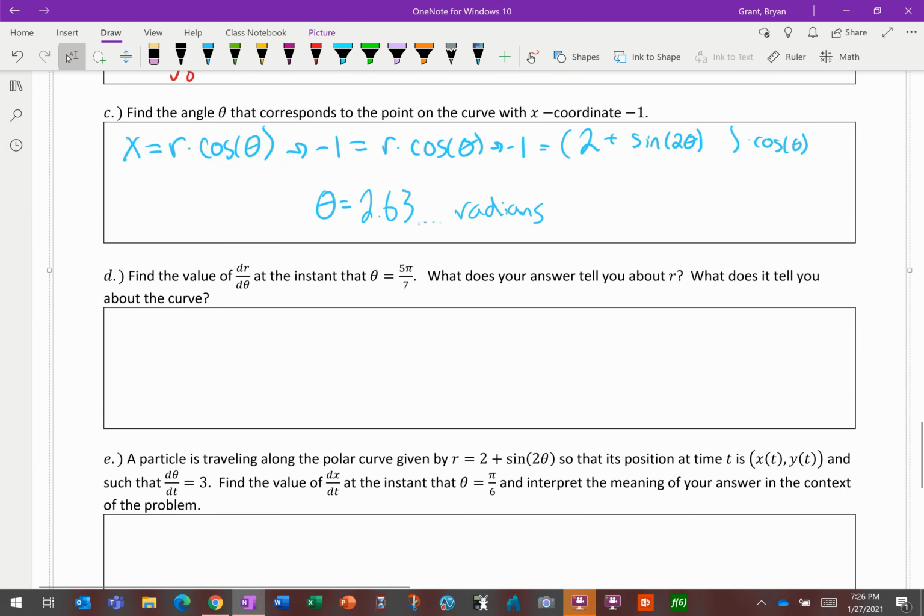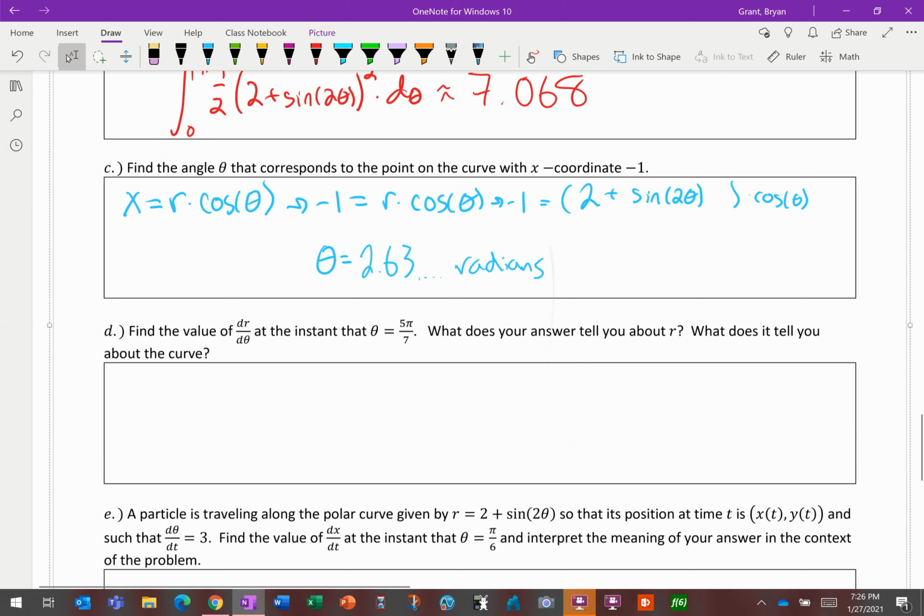Alrighty. Part D. Find the value of dr d theta at the instant when theta equals 5 pi over 7. What does that tell you about the curve? This is a calculator active question. We should be doing pretty much all of this on our calculator.